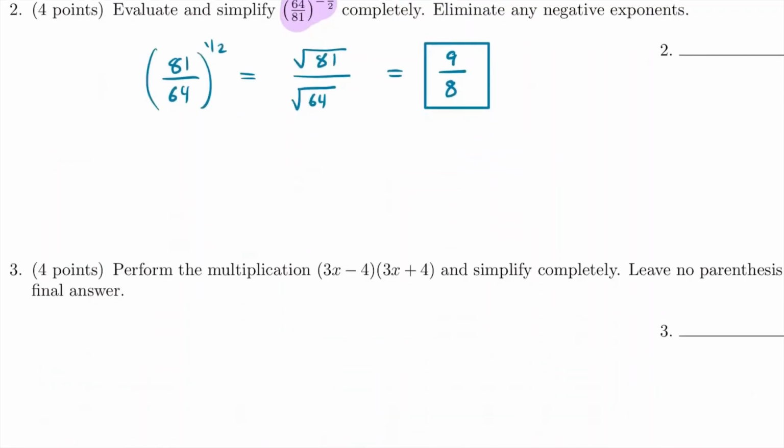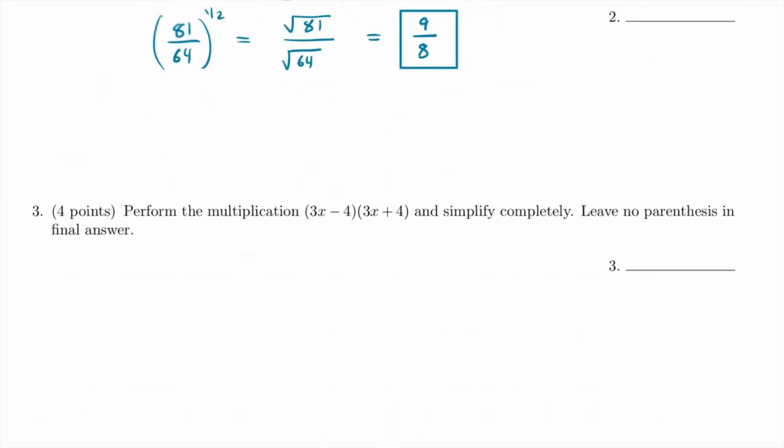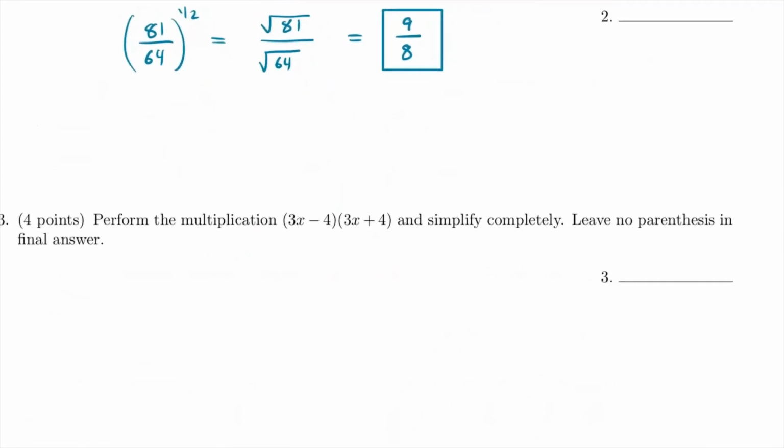All right, for number 3, we're going to be performing the multiplication. So that means you distribute. So distribute this with that, and then this with that. So when you do 3x times 3x, you'll have 9x squared. 3x times 4, that's 12x.